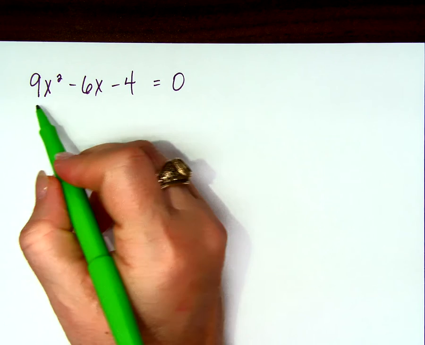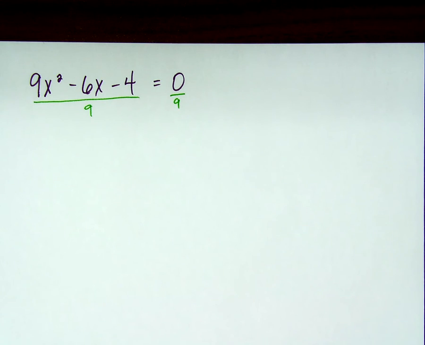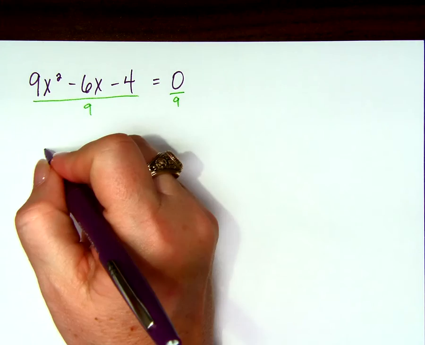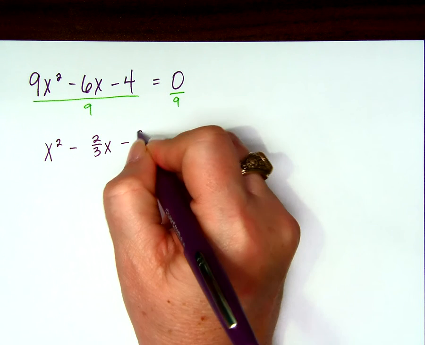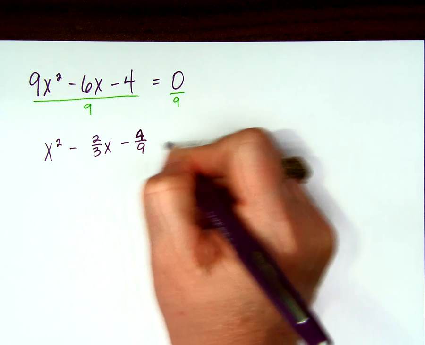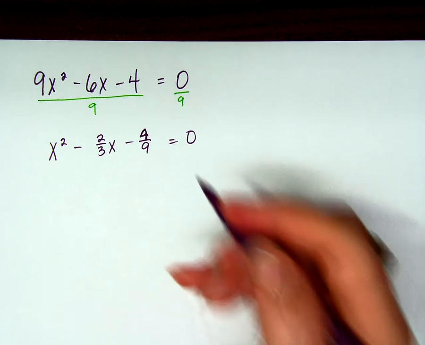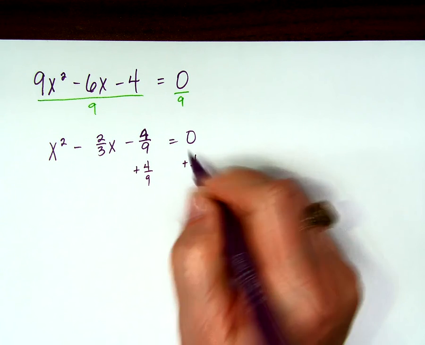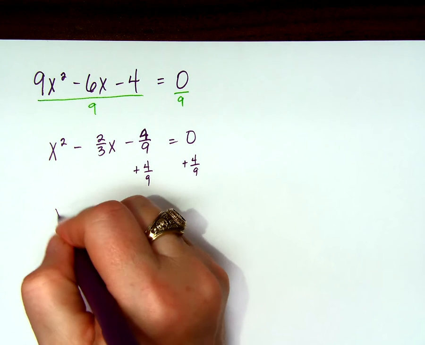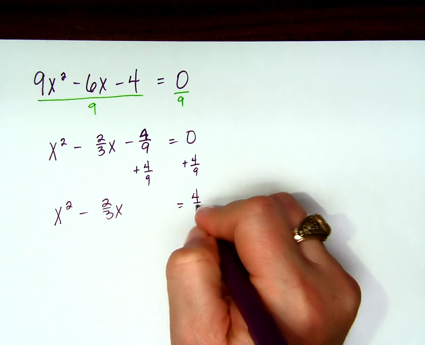So the first thing we're going to do is get rid of that 9. We're going to divide every single term by 9. Okay? Every term on both sides. So I end up with x squared minus 2 over 3x minus 4 over 9 equals 0. Okay, so far? I need to get rid of the third term on both sides, add it to both sides, so I have x squared minus 2/3 x equals 4/9.